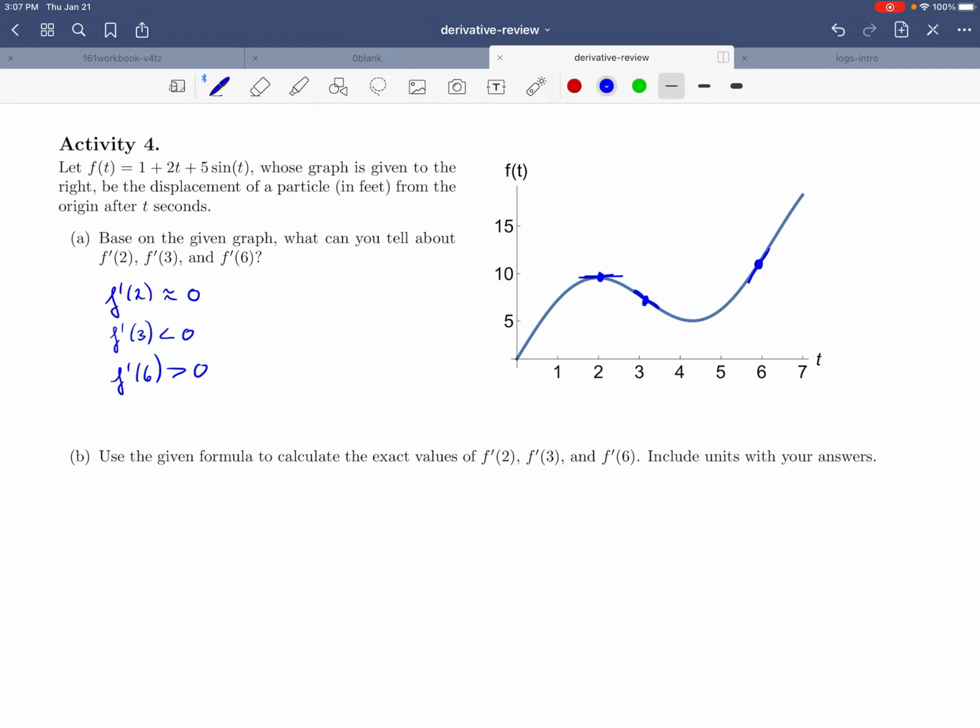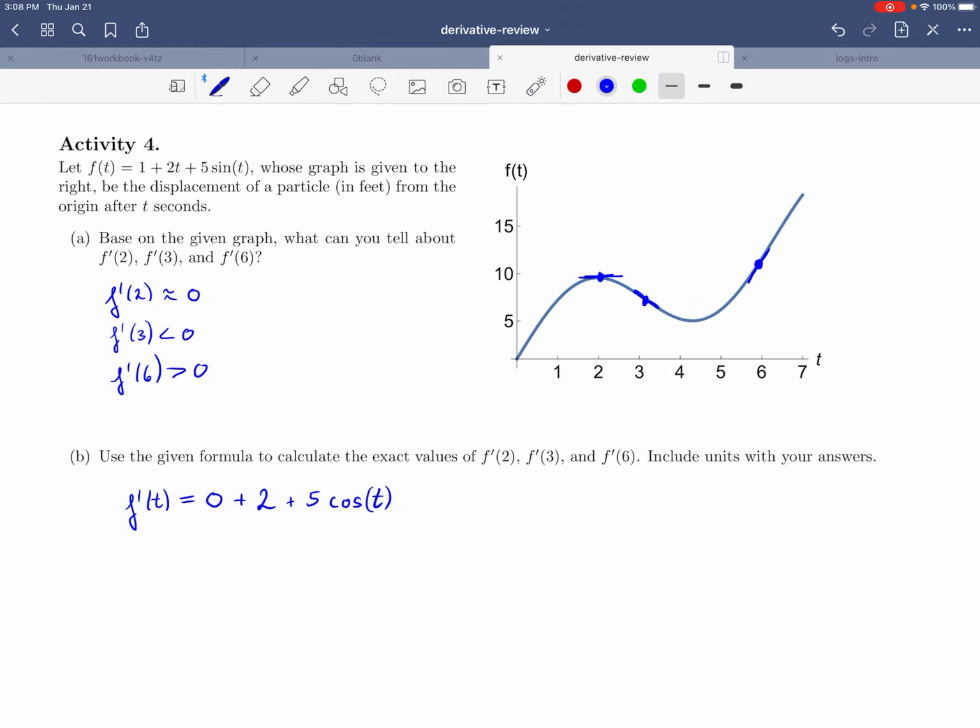Now in part B, we want to use a formula to calculate the exact values of these 3 derivatives and then see if we can confirm what the graph told us to begin with. So first thing, we need to find the derivative. So f prime of t is the derivative of 1 plus 2t plus 5 sine t. So the derivative of 1 is 0. The derivative of 2t is 2. And the derivative of 5 sine t is 5 cosine t. So here we have our derivative function.